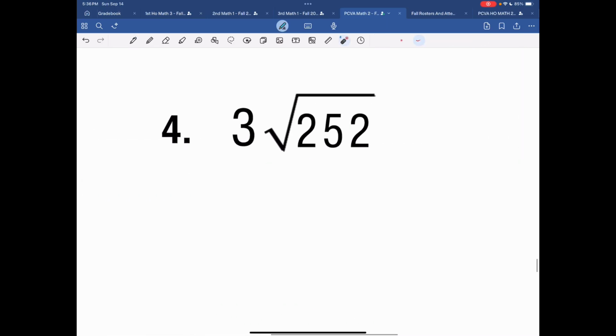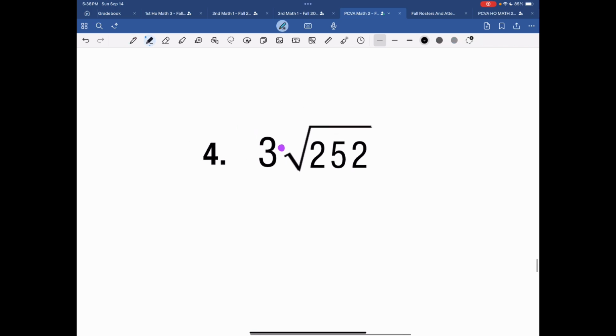Now, for this one, I have a number already in front. That's the number that's being multiplied. So technically, this is 3 times the square root of 225. Now, not 225, 252, sorry. So when I'm looking at this, whenever I break this down, I've got to make sure that I include that 3 once I reduce that down.